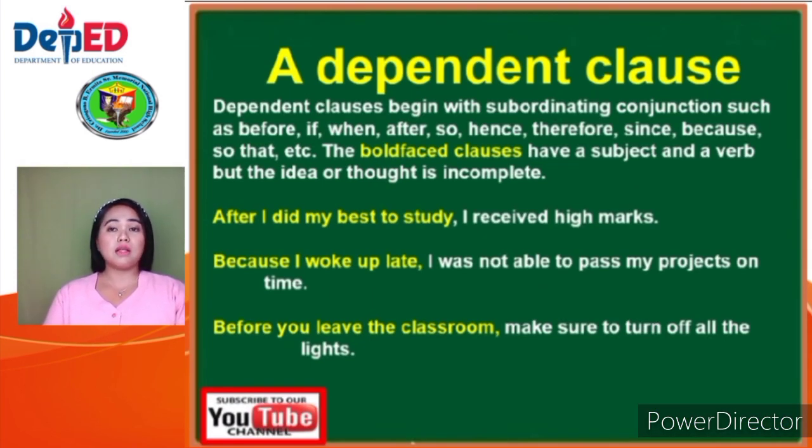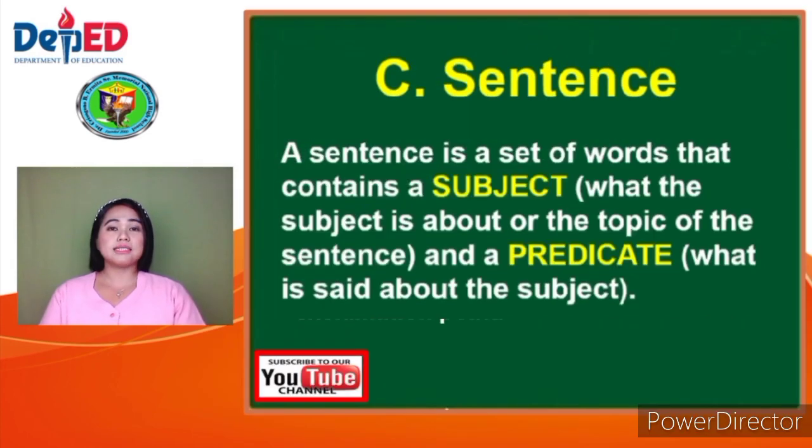Meanwhile, a dependent clause is one that cannot stand alone as a sentence. It is called dependent clause because it needs to be attached or joined to an independent clause. It is a supporting part of a sentence. Dependent clauses begin with subordinating conjunctions such as before, if, when, after, so, hence, therefore, since, because, so that, and so on.